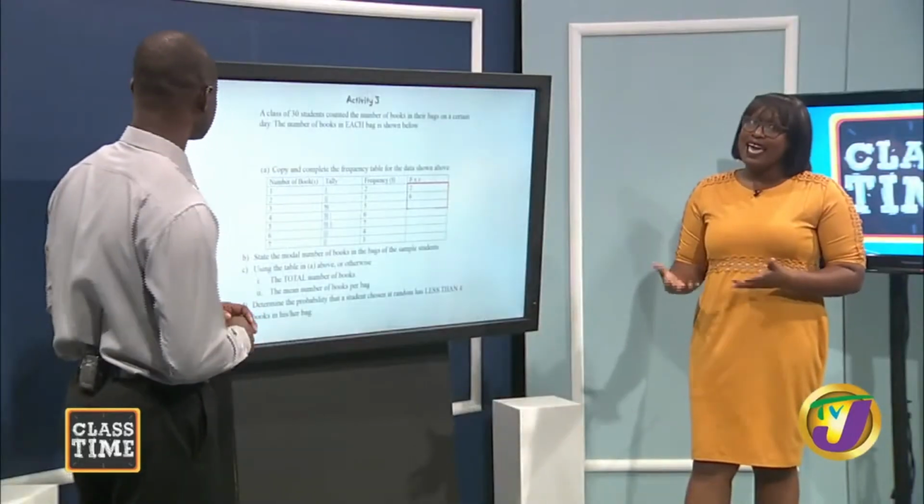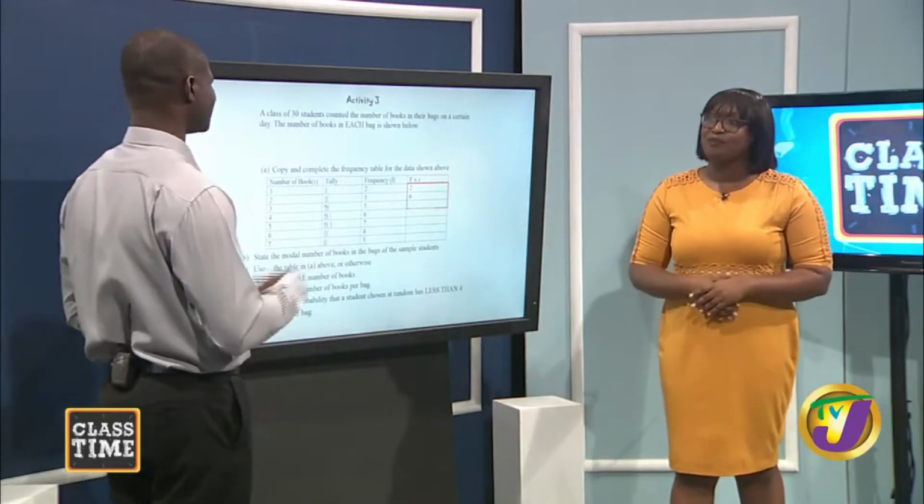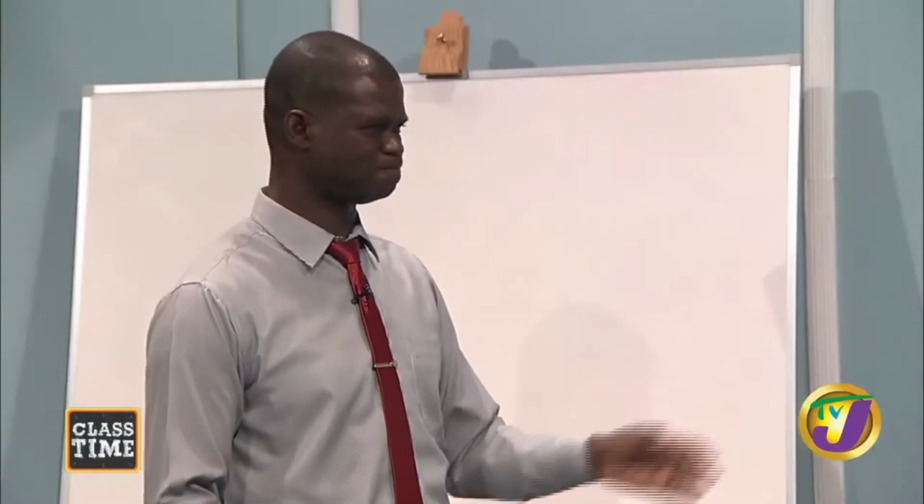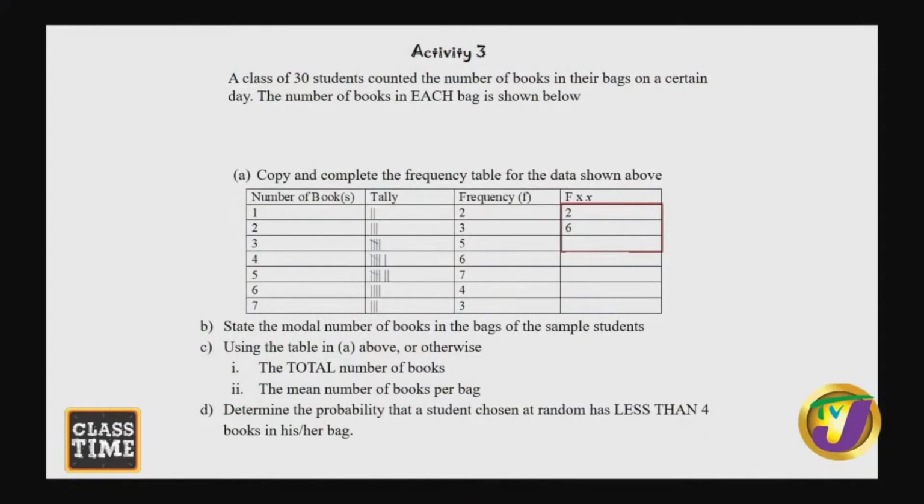So F multiply X actually means what? What are we doing there? The frequency times the number of books. So that's actually giving us how many. We can use this information now to get our total number of books in this sample. Each time we're multiplying our frequency by the number of books given in column 1. So as you can see, we have 5 people having 3 books in their bag. So in total, we have 15 books. There. 24, 35, 24, 21.